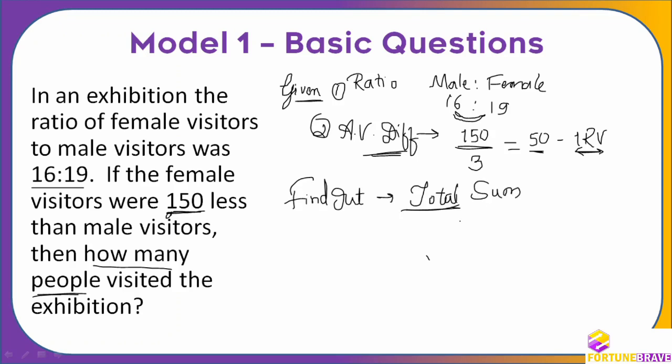So if I want to find out the sum, what will I do? I'll take this 1 RV, the 1 ratio value, into the total. Total is how much? 16 plus 19. How much will it be? 16 plus 19 will be 35. 50 into 35 is as good as 35 into 5. 35 into 5 is 175. Half it and put a 0. Right? So 1750 is your answer.